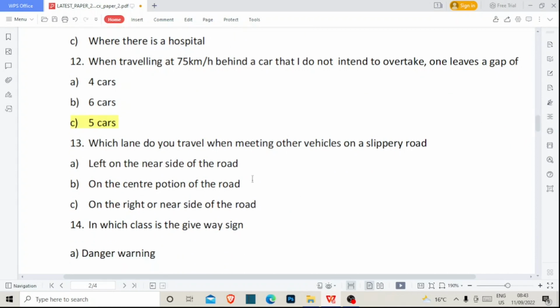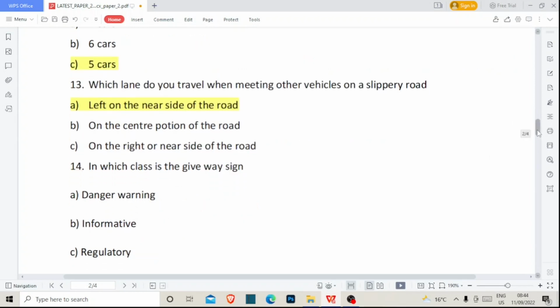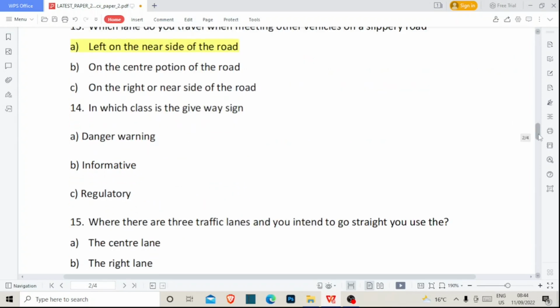Which lane do you travel when meeting other traffic on a slippery road? Option A, left on the near side of the road, on the center portion of the road, or on the right or near side of the road. So you are meeting other traffic on a slippery road. Which lane would you travel at? Well, the correct answer here is on the left, on the near side of the road. So this is done for what? For safety reasons. Anyways, so that's the correct answer here. Now let's go for number 14.